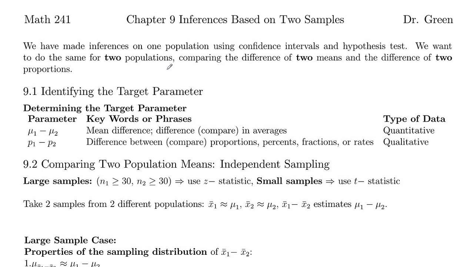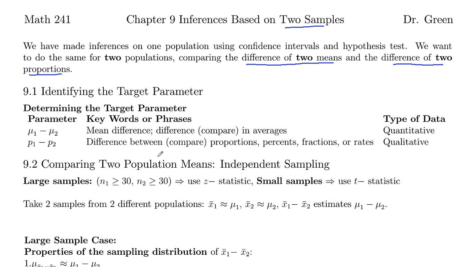In Chapter 9, we are going to consider inferences based on two samples. So we're going to have two populations that are involved here. With one population, we did confidence intervals and hypothesis tests. We can do the same thing here, except we're going to be comparing the difference of two means or the difference of two proportions. And that can be in the confidence interval or the hypothesis test.